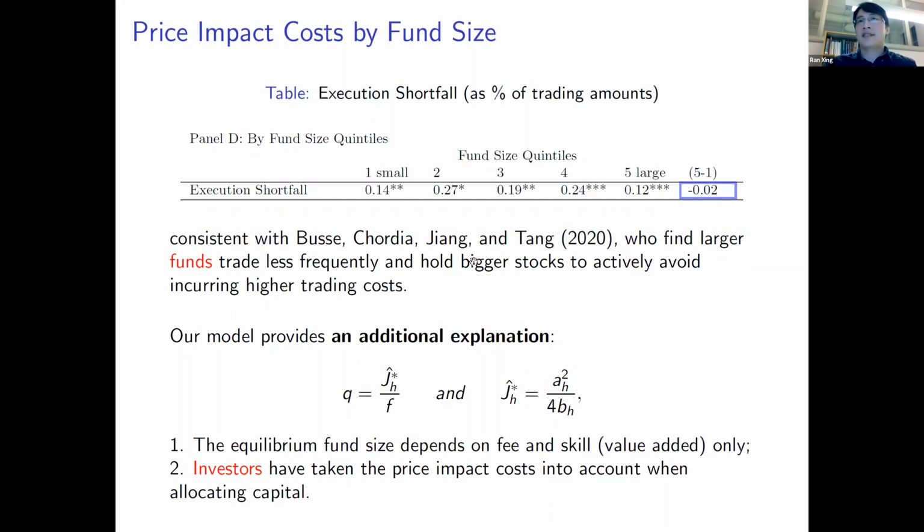But what Busa, Chaudhary, Jiang, and Tang argue is that larger funds trade less frequently and hold bigger stocks to avoid incurring higher transaction costs, which I totally agree with. We want to say our model provides an additional explanation from the investor's perspective. Because in equilibrium, the fund size depends only on the fee and the scale, which is measured by the value added, and that has taken the price impact into account. So that means when investors choose the capital to invest in, they have already taken the price impact cost into account as well.